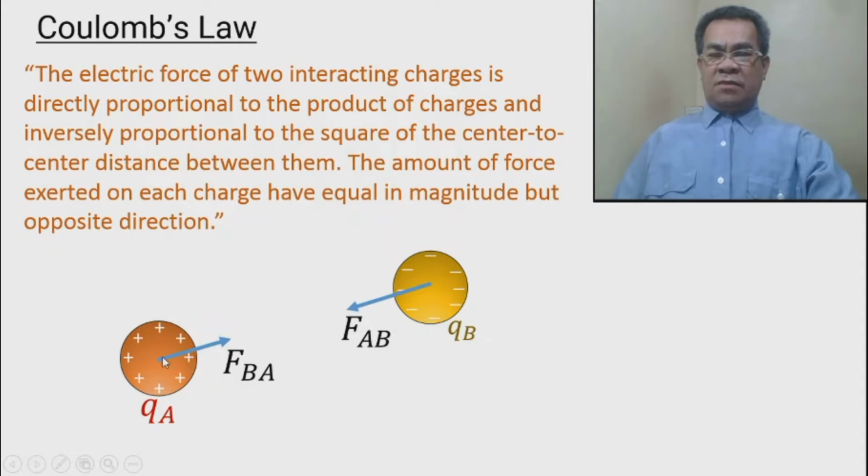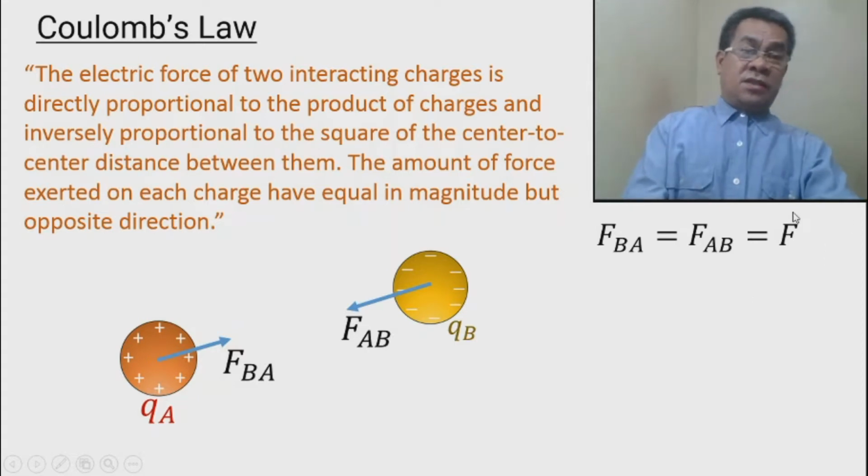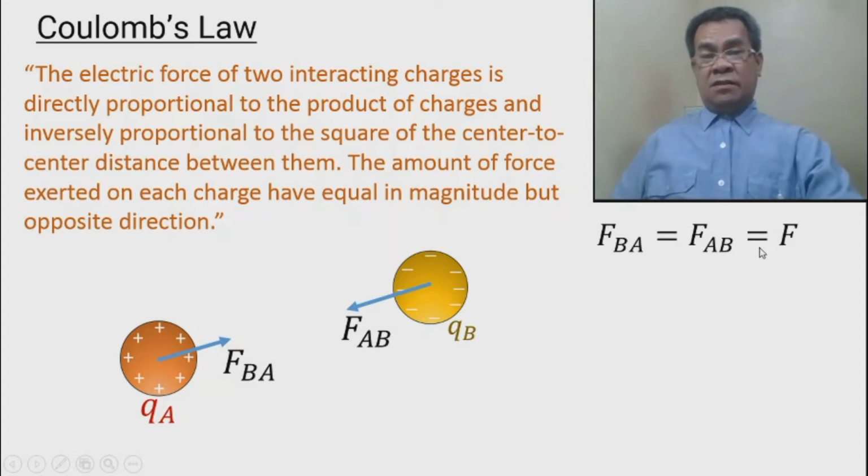So therefore, if this is the force that B exerts on A, we have the force that A exerts on B, the same magnitude but in opposite direction. So they will be attracted to each other. Whatever force B exerts on A will be the same force that A exerts on B. Let this be equal to F. F is the electric force, and the unit is the Newton. And this is a vector, remember, so there must be direction aside from the magnitude.